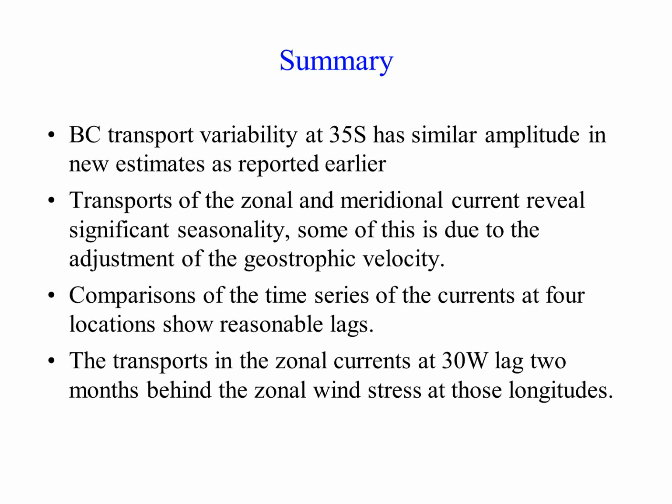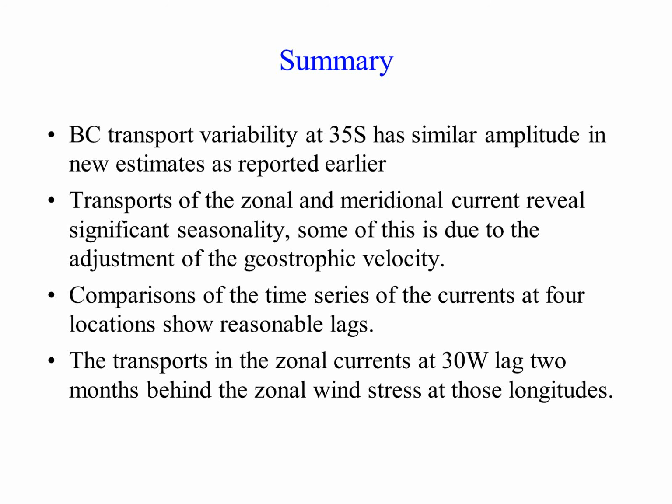So to summarize, the transport variability at 35 south is of similar amplitude in the new estimates as reported earlier. The transport of the zonal and meridional currents in the subtropical gyre reveals significant seasonality, and some of this is due to the adjustment of the geostrophic velocity. So it basically amplifies the seasonal cycle a little bit in many locations.